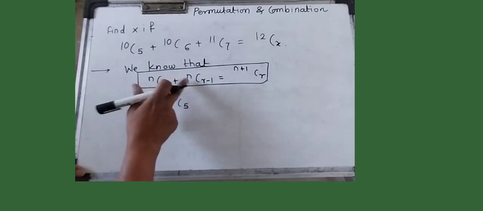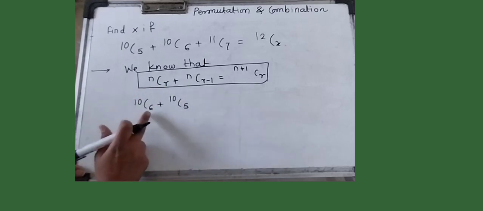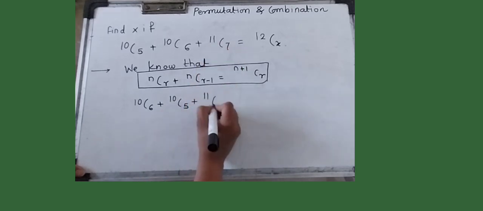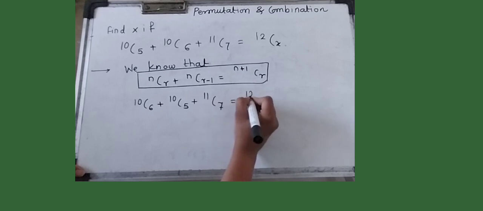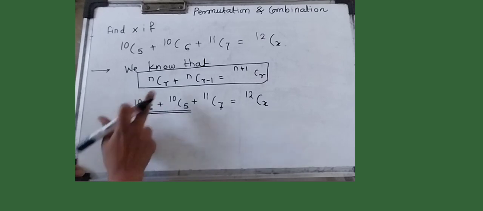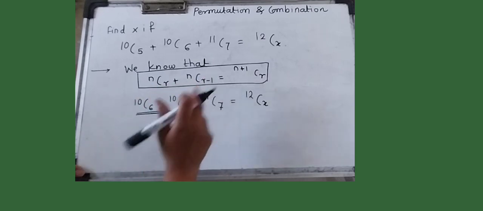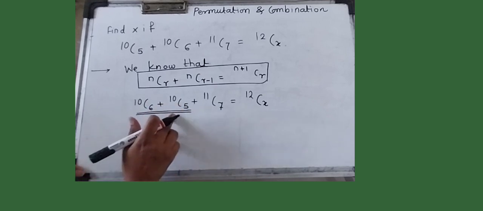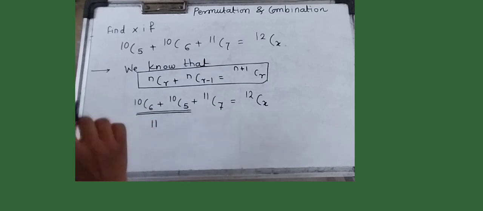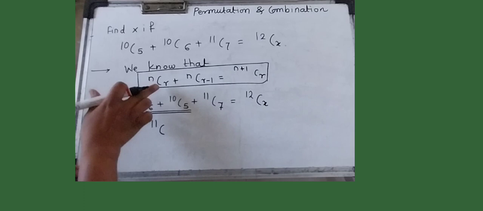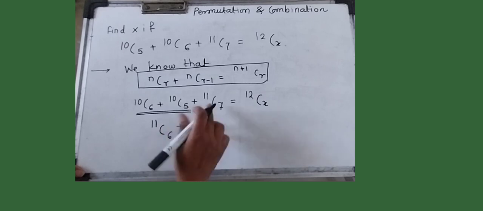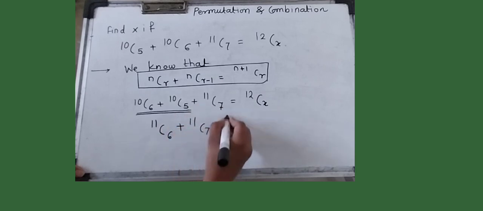n same, 10 same. Here r is 6, r minus 1, 6 minus 1 is 5. And the third term is 12Cx. Apply the rule here. r is 6, r minus 1, 6 minus 1 is 5. So apply the rule here. What is the rule? n plus 1, which means 10 plus 1, 11, C r, the previous one, which means 6. Plus this one, this one.